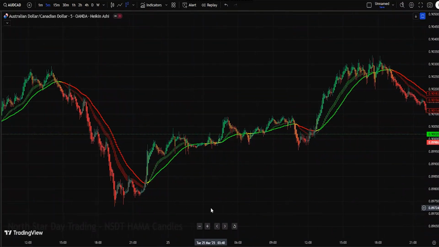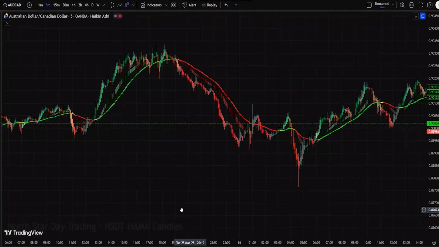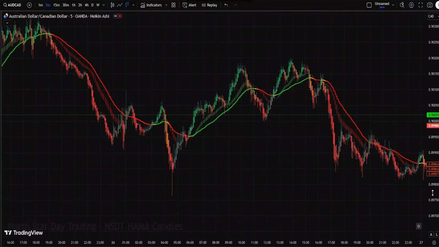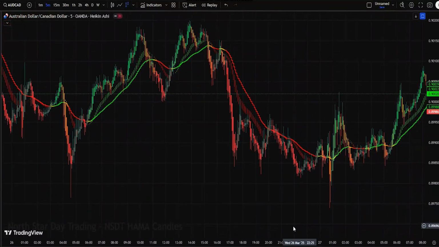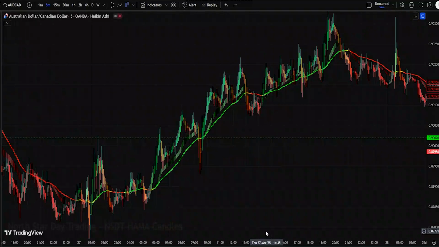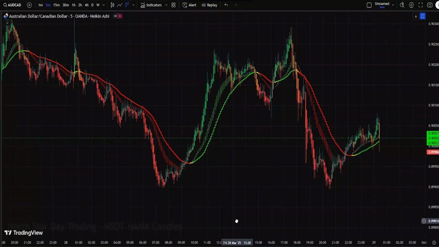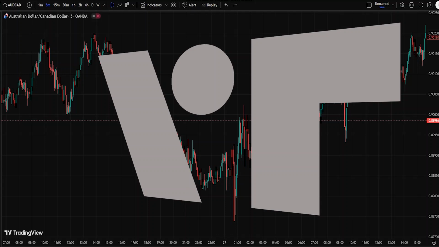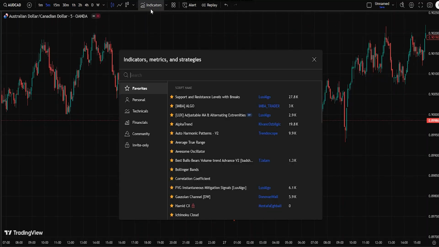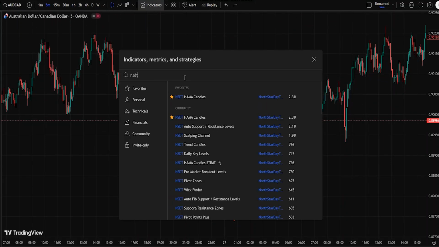You've probably seen many different indicators by now, but what sets this one apart is its simplicity and usage, which doesn't confuse you and allows you to trade easily. This is a huge strength of this indicator. We start by going to the TradingView website, searching for NSDT HAMA candles in the Indicators section, and adding the North version to our chart.